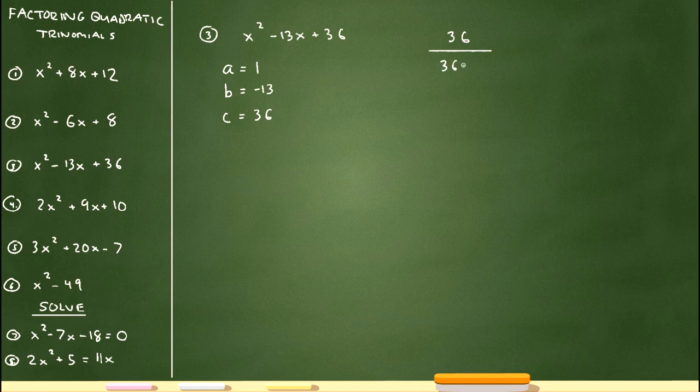But let me go ahead and list all the factors just for fun here. So 36 times 1, 18 times 2, 9 times 4, 12 times 3, 6 times 6, and is that everything? Is that all the factors? Yeah, that looks good. And then we also have all the negatives, right? Negative 36 times negative 1, negative 18 times negative 2, negative 9 times negative 4, negative 12 times negative 3, and negative 6 times negative 6.